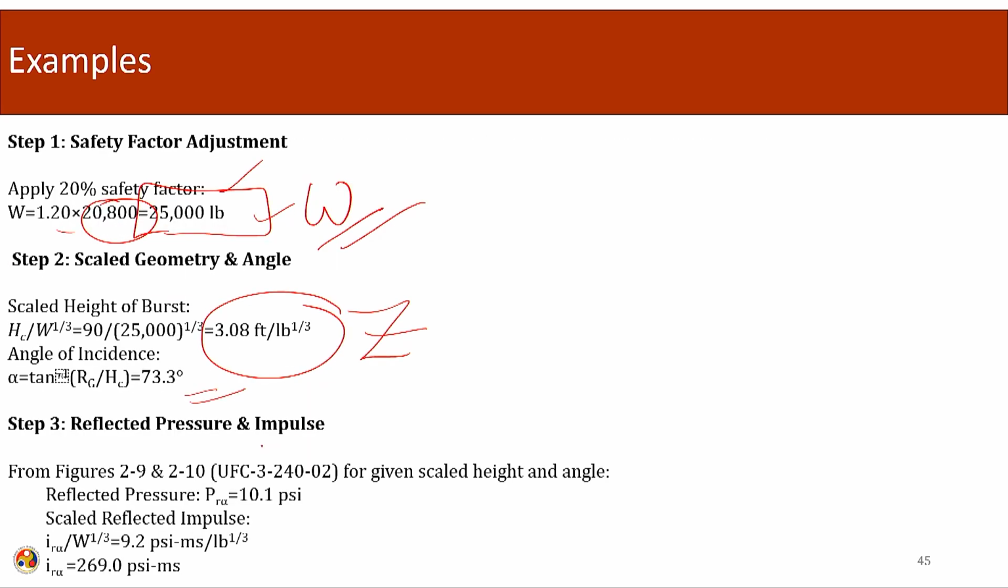Using figures 2.9 and 2.10 for air burst from the same manual, we calculate the reflected pressure and the scaled impulse quantities. After that we multiply them with the cube root of weight to calculate these quantities in an absolute sense.